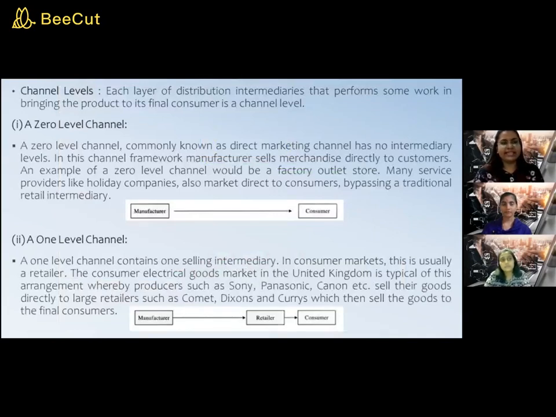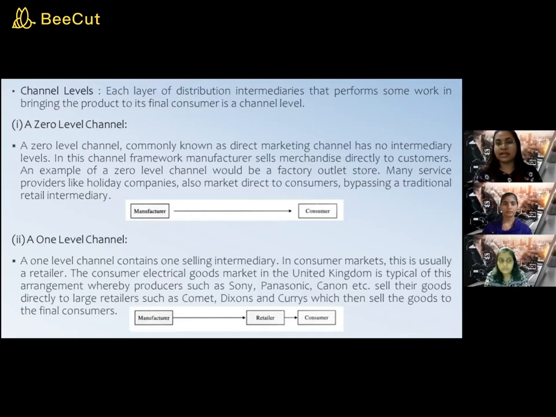Channel levels. Each layer of distribution intermediaries that perform some work in bringing the product to its final consumer is a channel level. A zero-level channel, commonly known as a direct marketing channel, has no intermediary levels. In this channel framework, the manufacturer sells merchandise directly to customers. An example of a zero-level channel is a factory outlet store. Many service providers like holiday companies also market direct to consumers, bypassing a traditional retail intermediary.